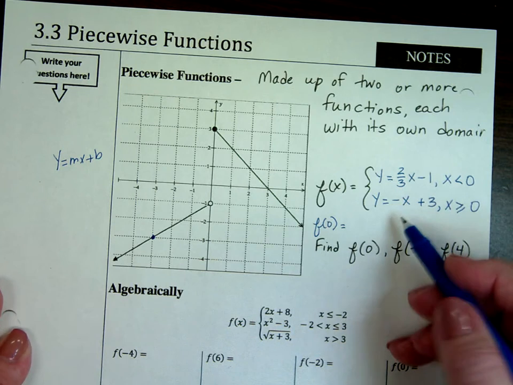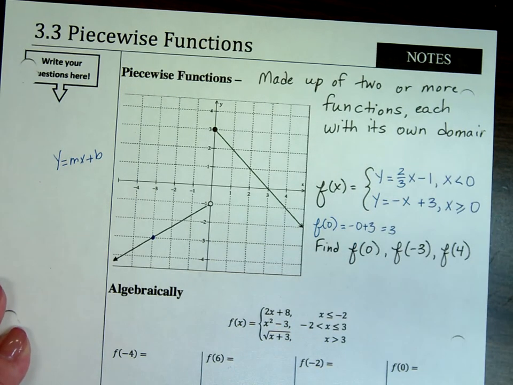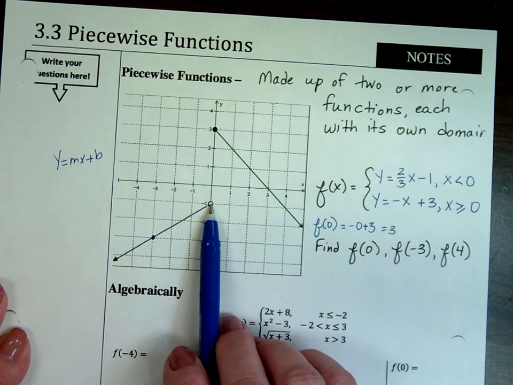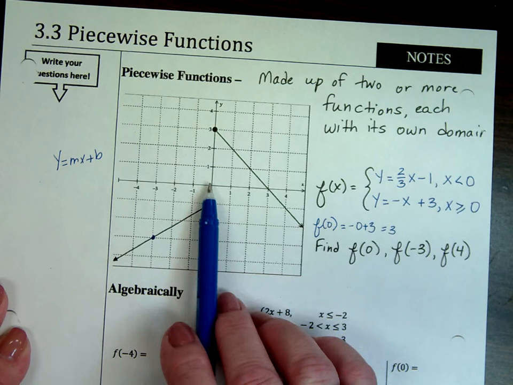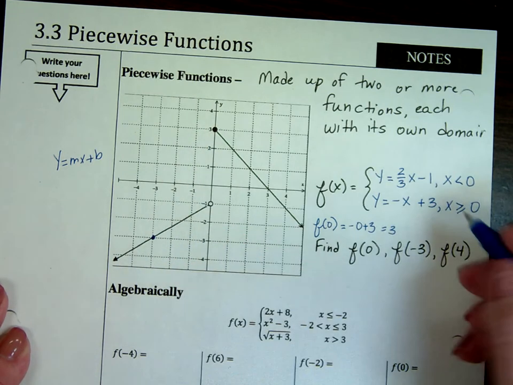So I get negative 0 plus 3. I get an answer of 3. Well, let's check it on the graph. If I'm at 0, what's the corresponding y value? If x is 0, y is 3. It makes sense. The next one we have is f of negative 3.